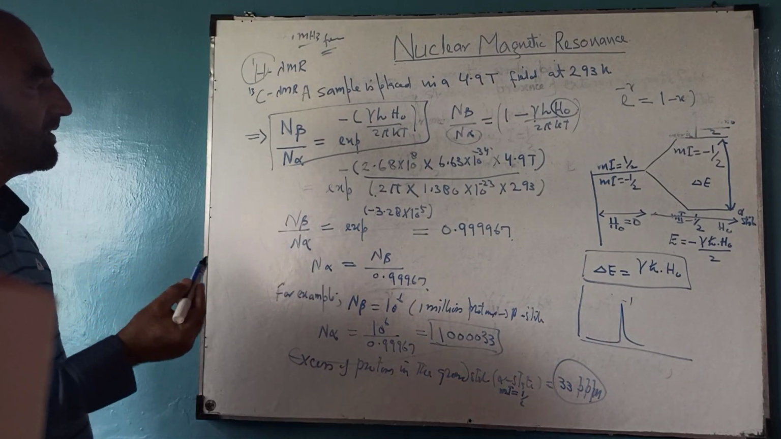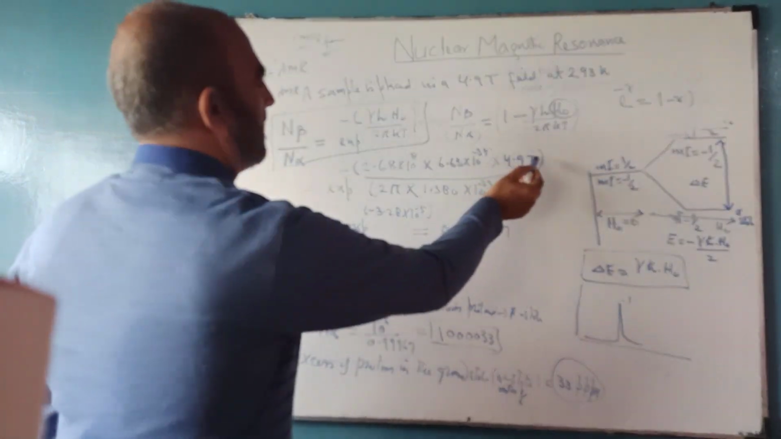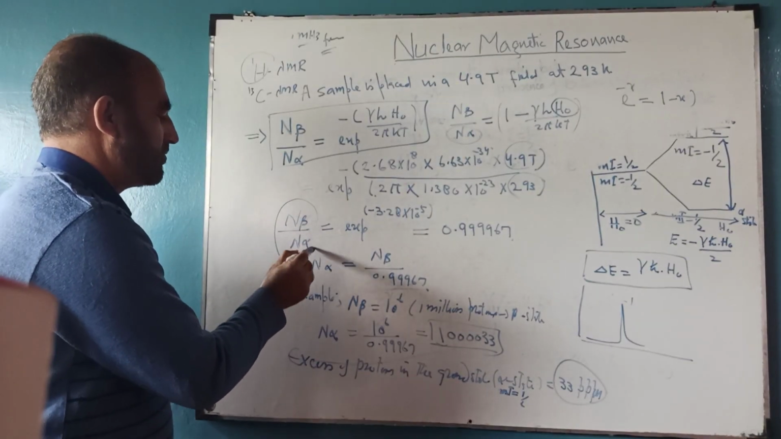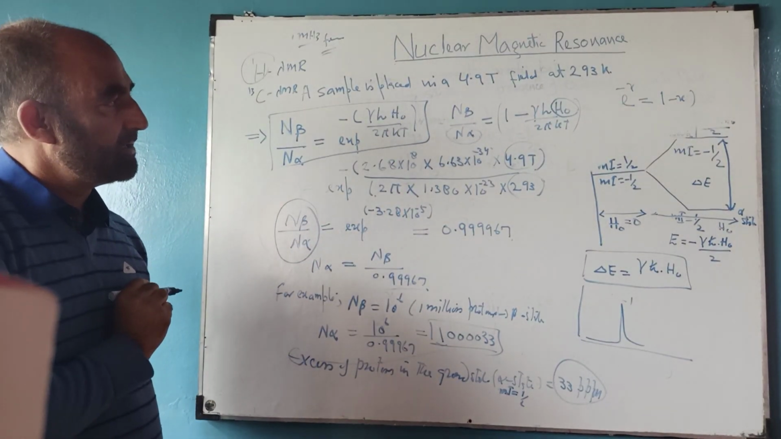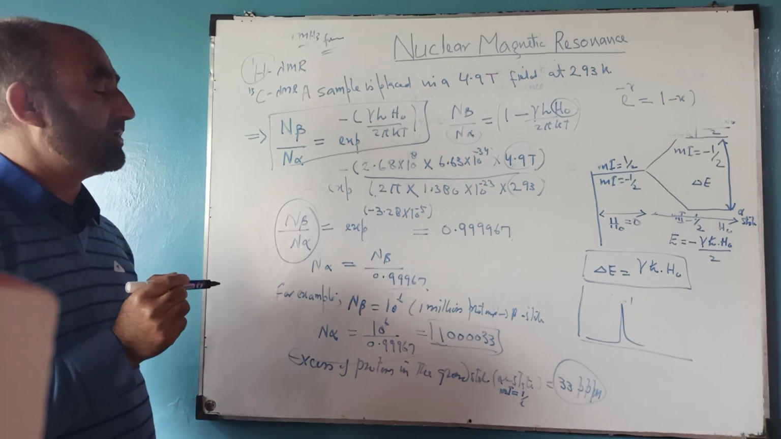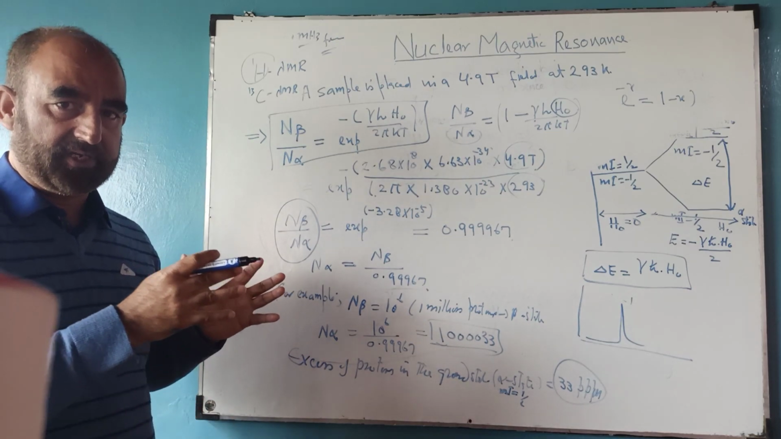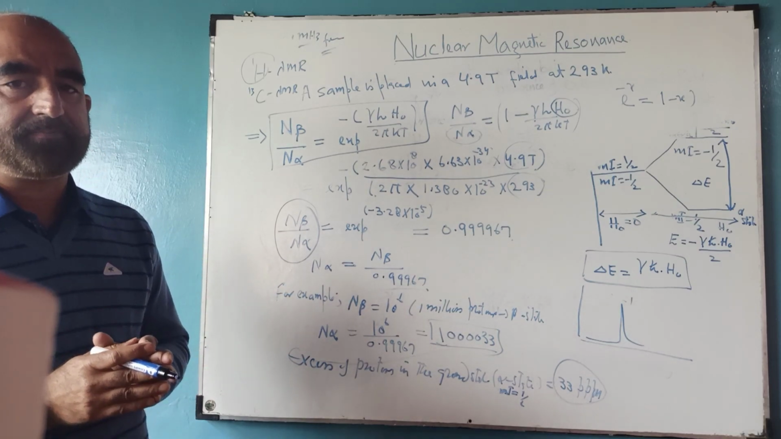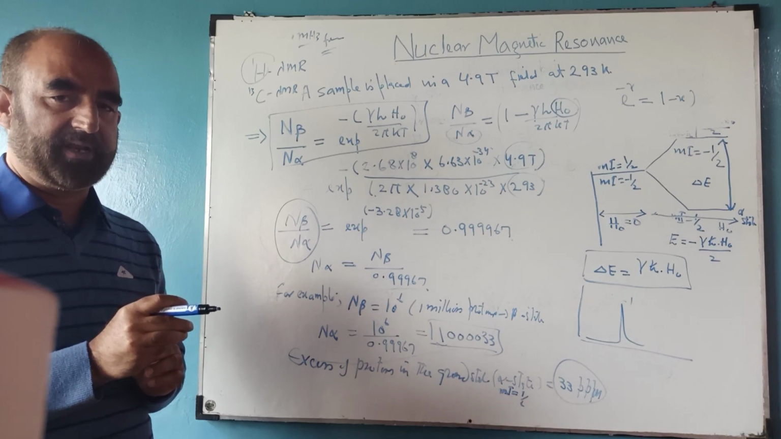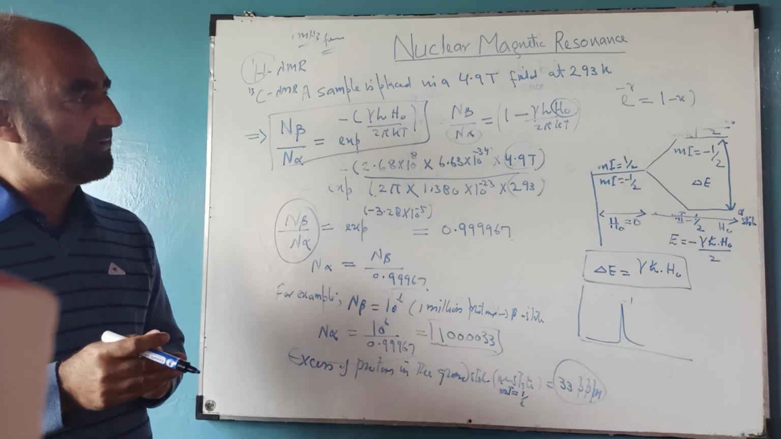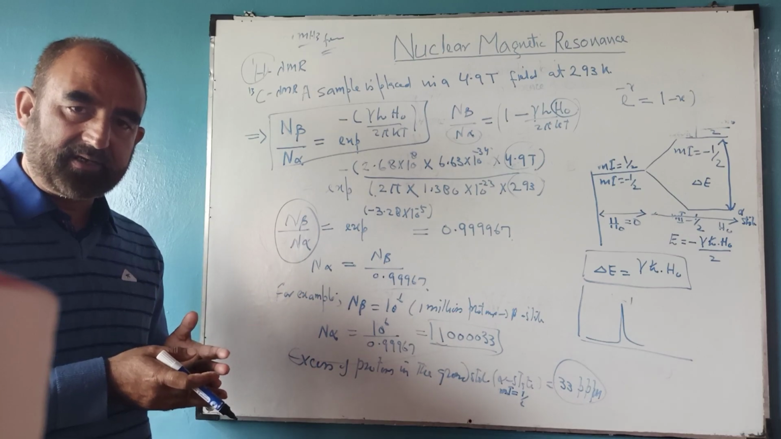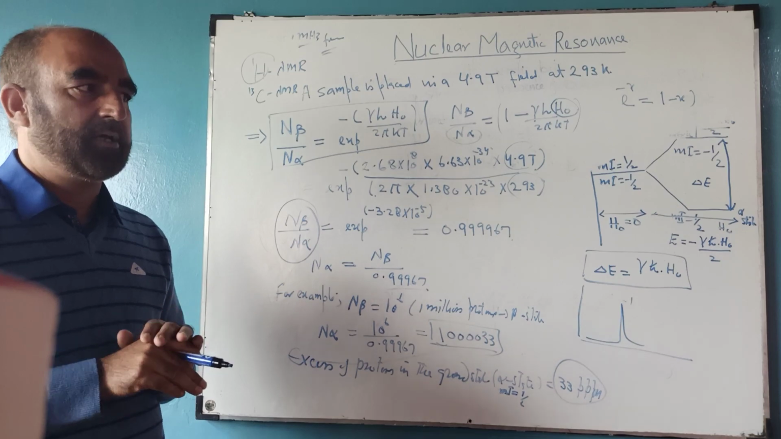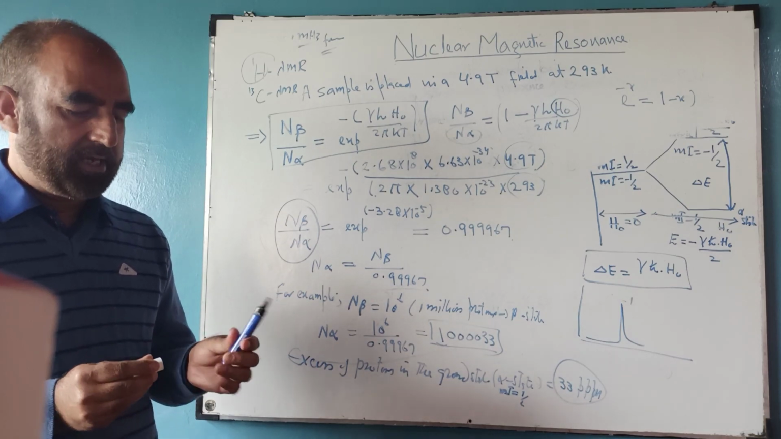We can try different fields and different temperatures, and see what happens to this ratio, to this distribution of particles. So this was about the distribution of magnetic nuclei between various quantum states in the presence of an external field. If there is no external field, then the two states are degenerate and the population ratio between the two states will be the same.